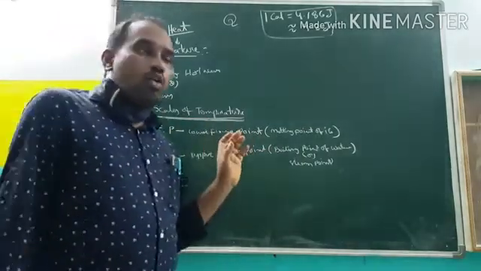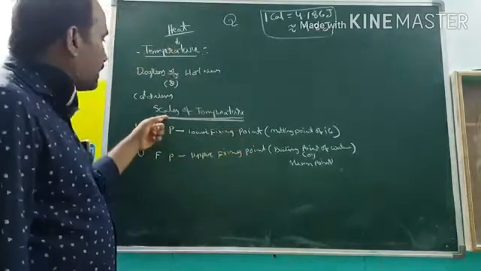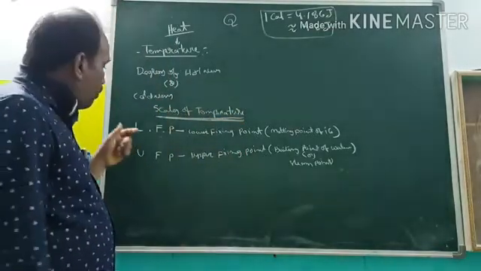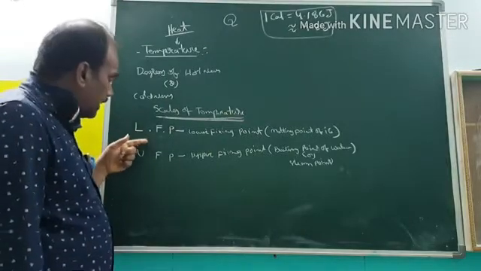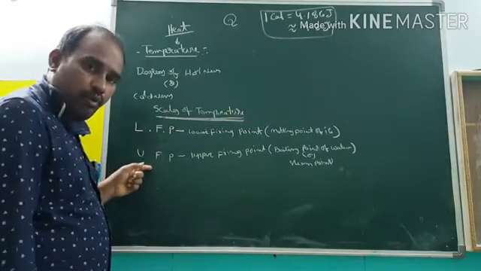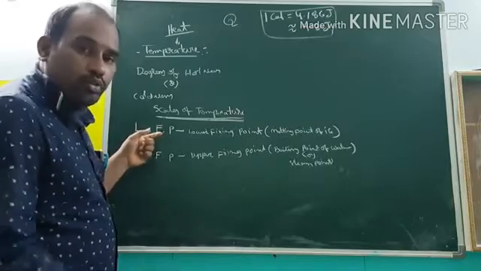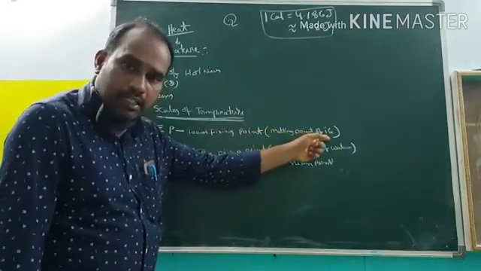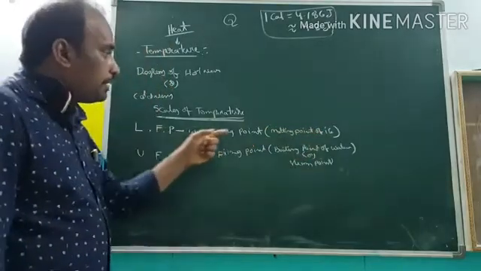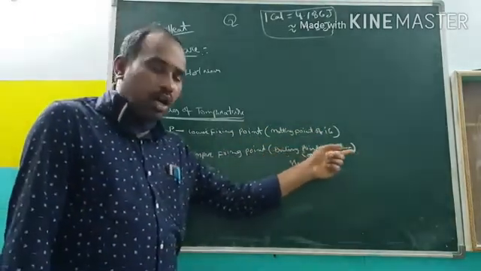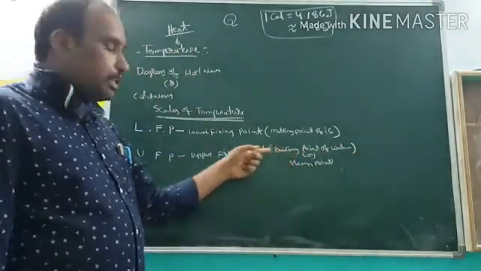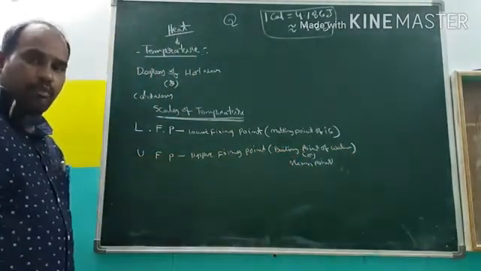Are you clear now? So before the construction of the scales of temperature, we are learning 2 points. One is the lower fixing point, another one is the upper fixing point. So how do you choose the lower fixing point? The melting point of ice is taken as the lower fixing point. The boiling point of water, or another name, the steam point of water, is taken as the upper fixing point.